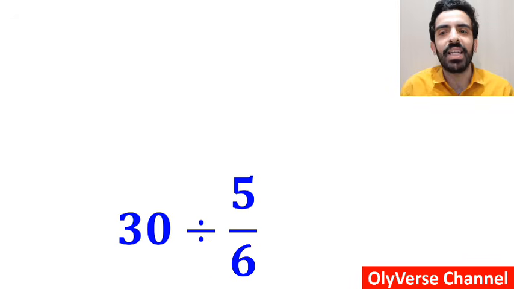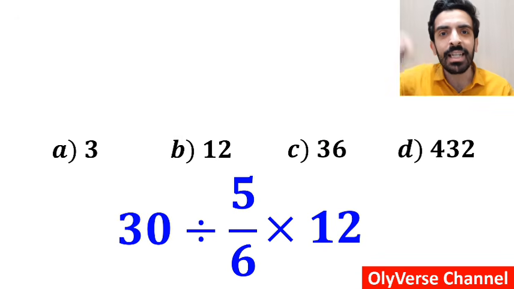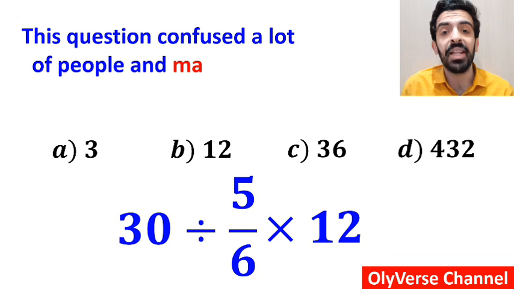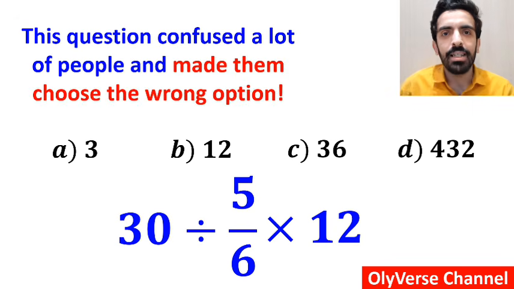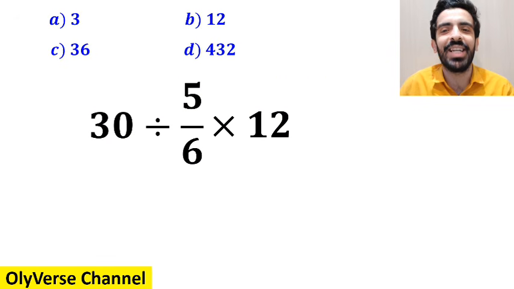What is the value of the expression 30 divided by 5 over 6 multiplied by 12? Which option do you think is the correct answer to this question? This expression confuses a lot of people and makes them choose the wrong option. Let's go step by step and solve it together.